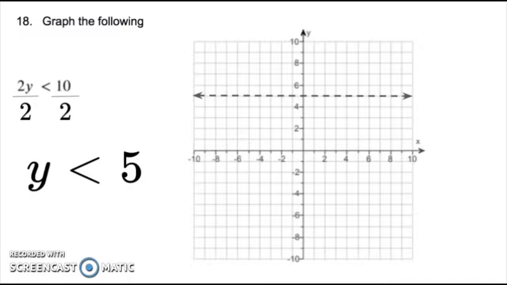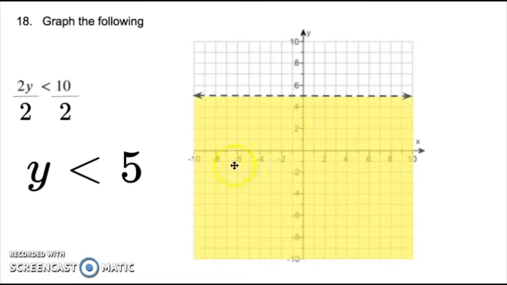So we graph that. It is a dashed line because it's an inequality. It's a less than, so that means I shade below the line. So this is what your graph should look like. And that is number 18.